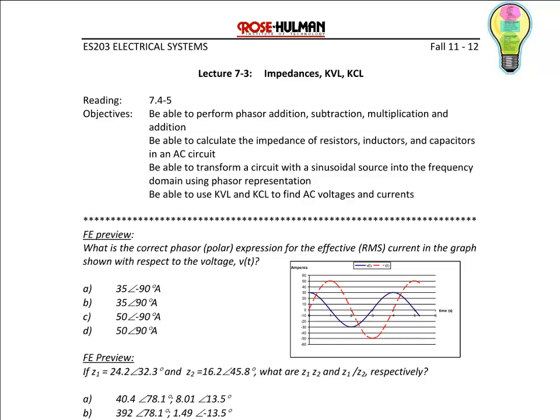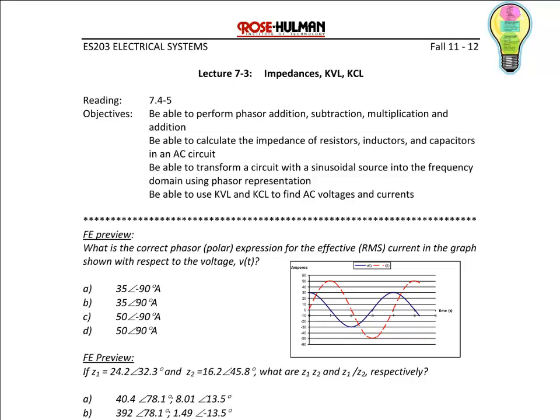This video will provide an introduction to impedances, KVL, and KCL. In the last couple of lectures, we've talked about sinusoids, RMS, and phasors. Recall that once we have a sinusoidal source and we include inductors and capacitors in a circuit, we now will have a circuit that has to be solved using first-order differential equations or second-order differential equations.